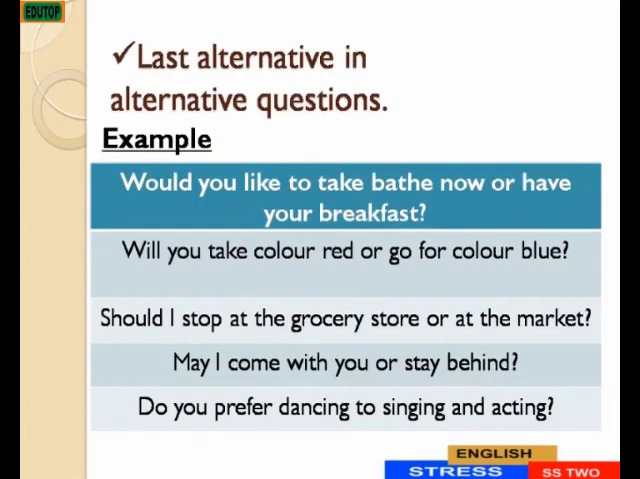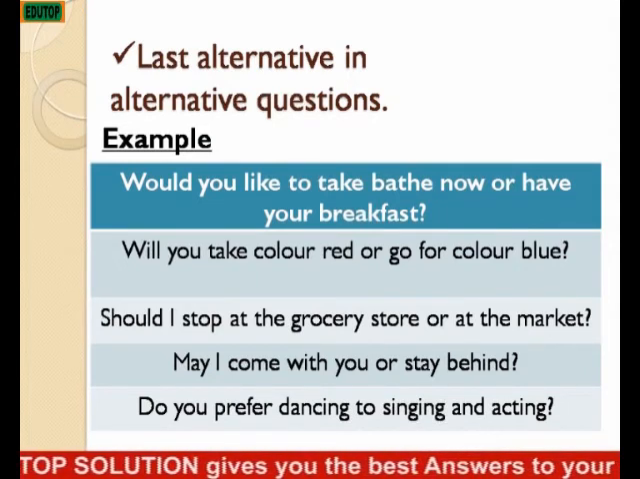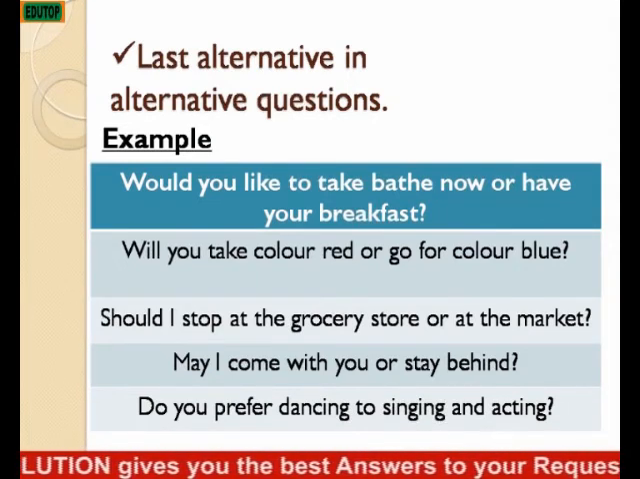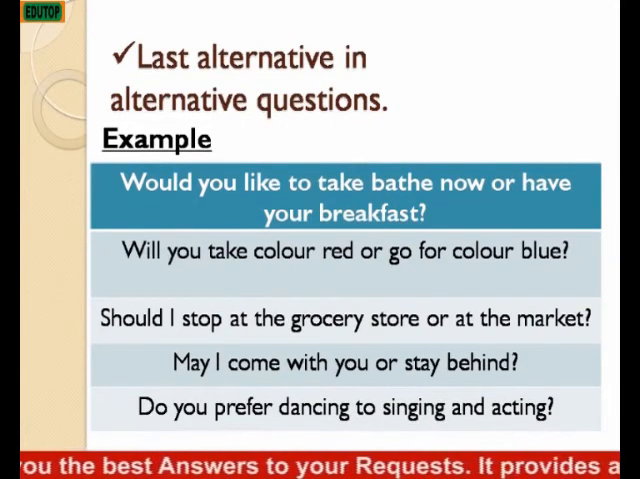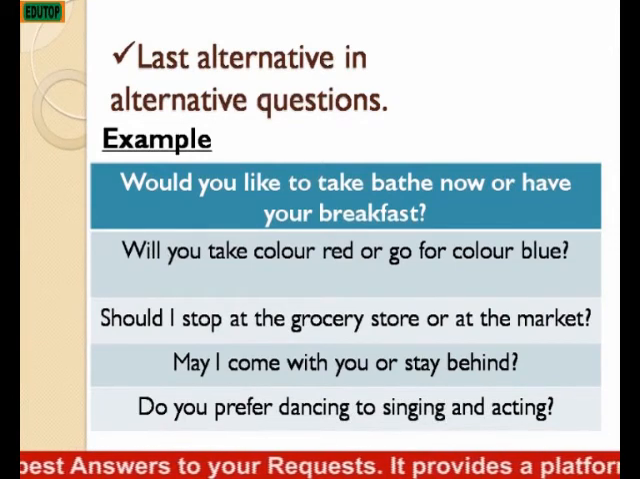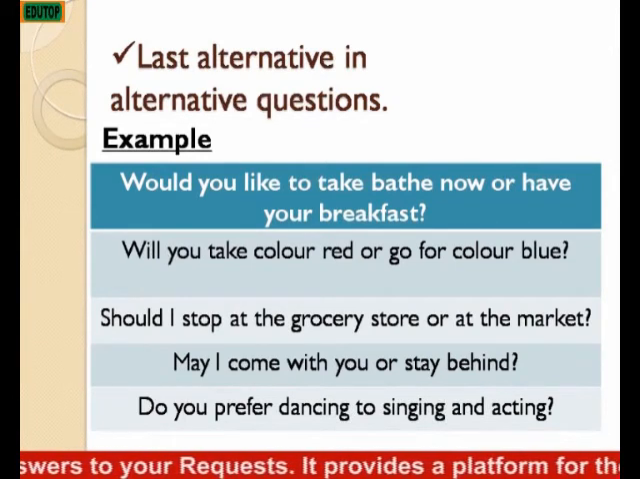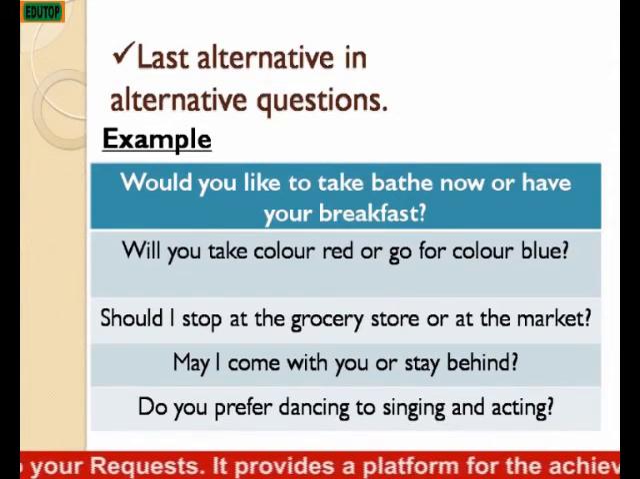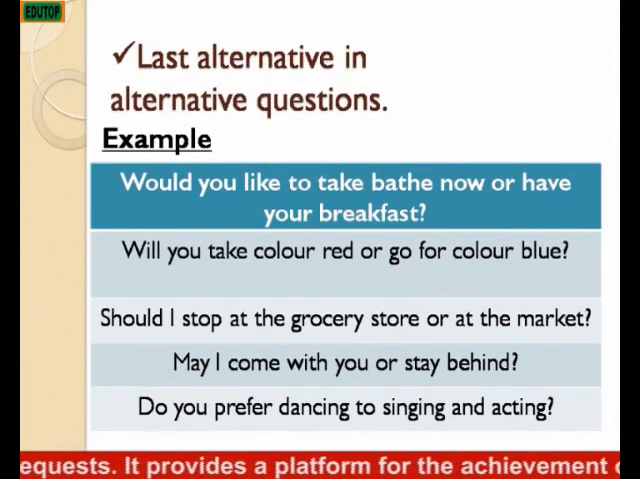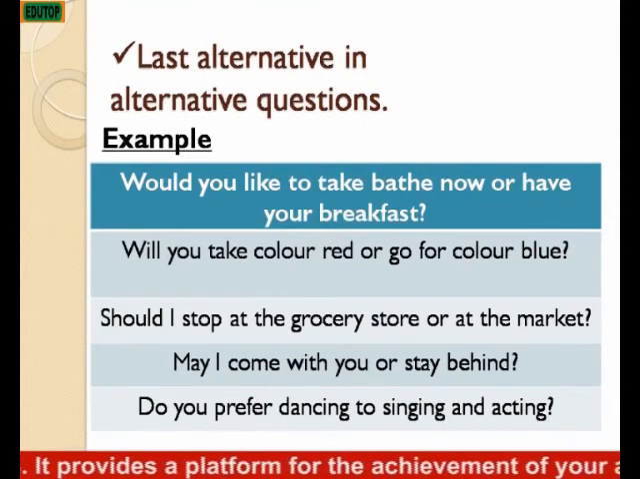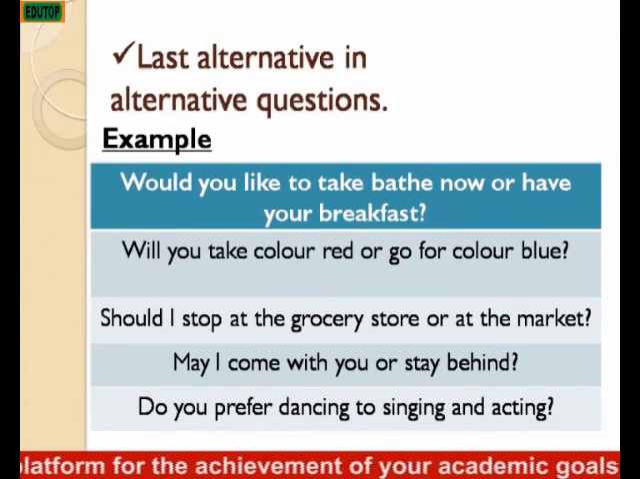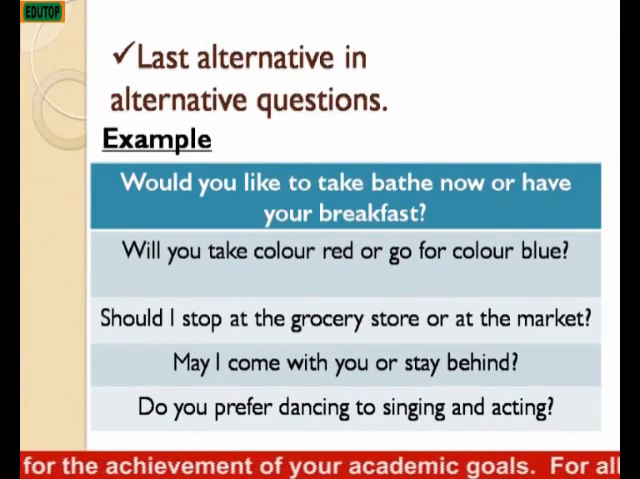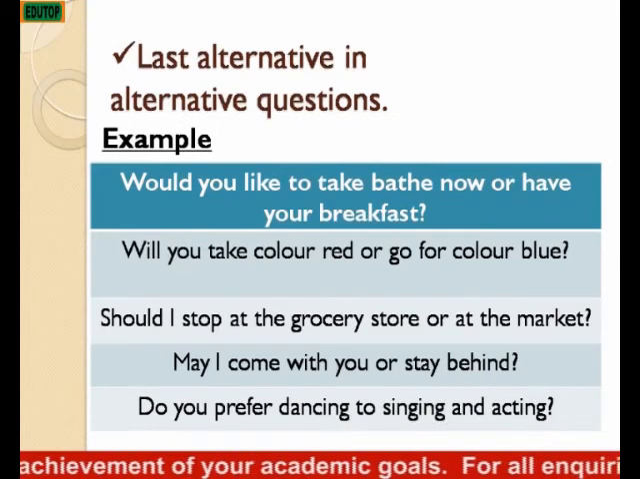It is also used to express the last alternative in alternative questions. When you have two alternatives in a question, then the last alternative will be expressed using falling tune. Examples: would you like to take your bath now or your breakfast later? The first alternative is take your bath now. Then the second one is have your breakfast. So have your breakfast will be expressed in falling tune.